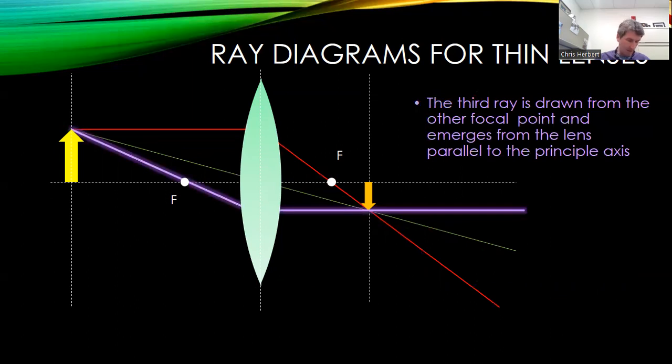And we can see that all three rays converge at this point right here. Now again, the three rays are coming from the top of the object. So to reconstruct that, we see where they converge, and they converge right at that point right there.